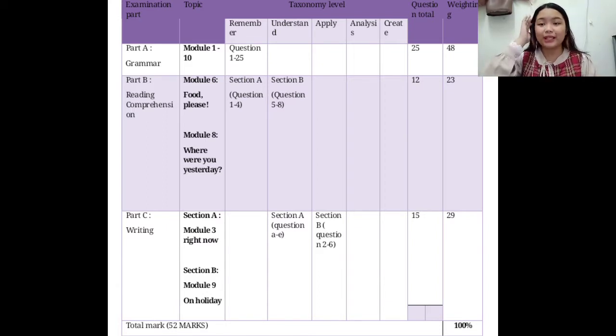The topic that I covered in this part is from module 1 until 10. Later I am going to show this in the question paper. The taxonomy level that is suitable for my question paper is the remembering stage, from question 1 until 25. In part A grammar, there are 25 questions and the weighting is 48. Now let's go to the question paper.